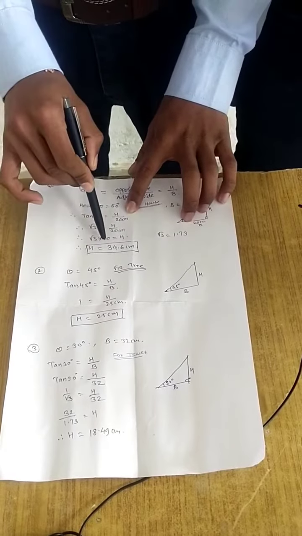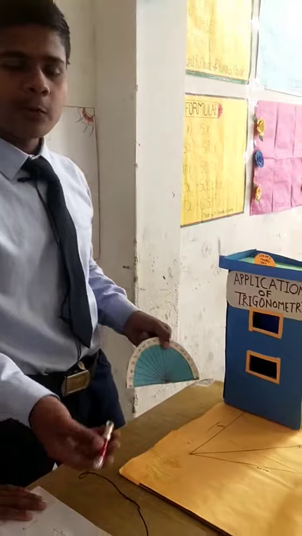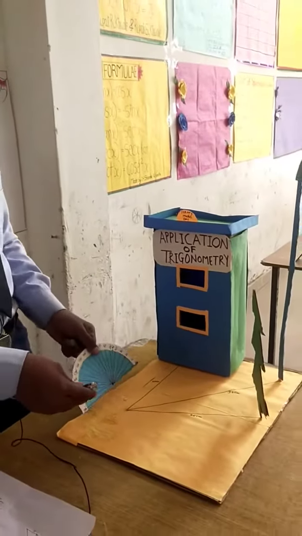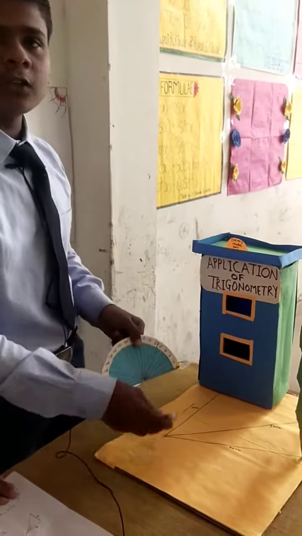Height is 34.6 centimeter. So now we have calculated the height of the building. The height of the building is 34.6 centimeter from me at the distance of 20 centimeter.